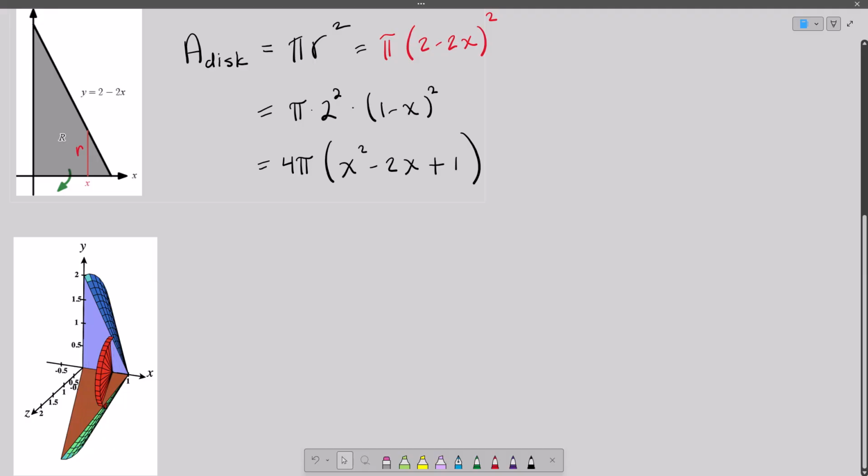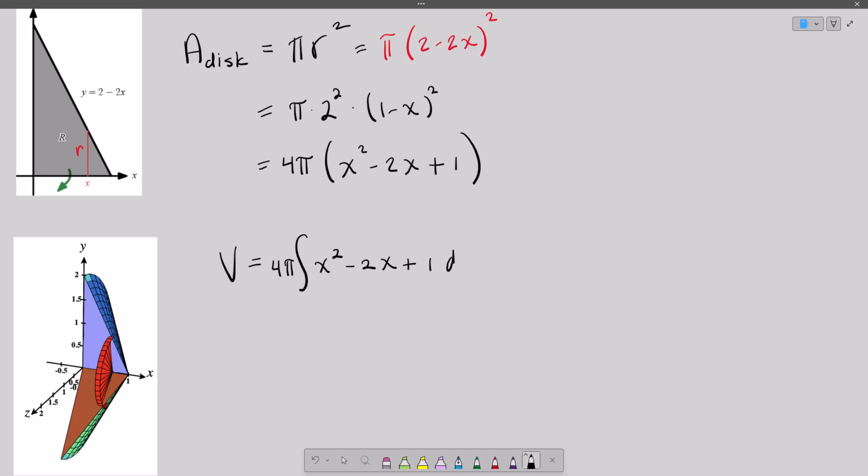So the volume will be the integral. We're going to have to figure out what the limits of integration are in a second. The 4 pi can factor to the front. So all we have to do is integrate this cross-sectional area function, and we will get volume.